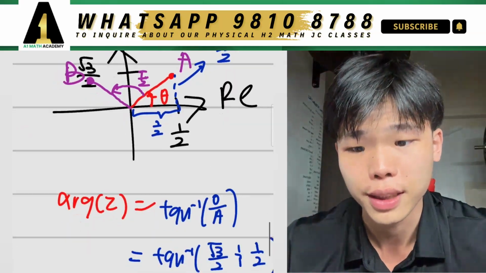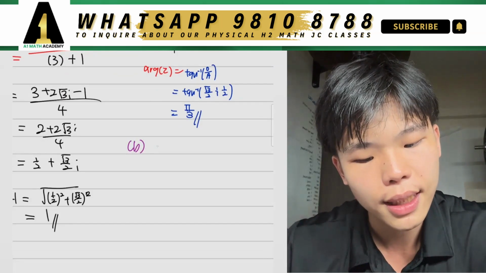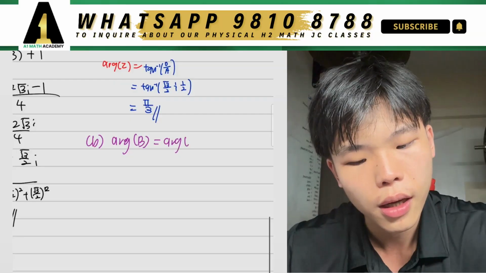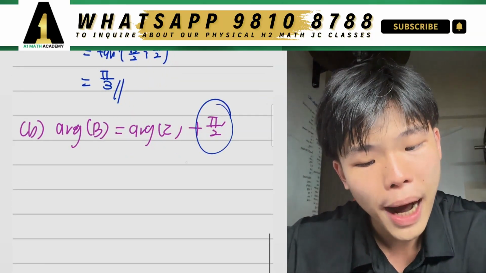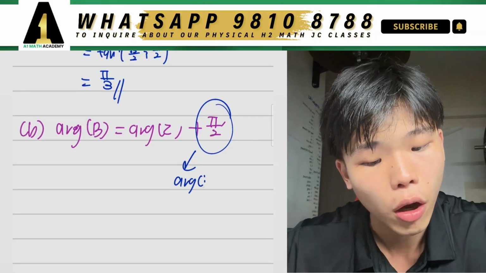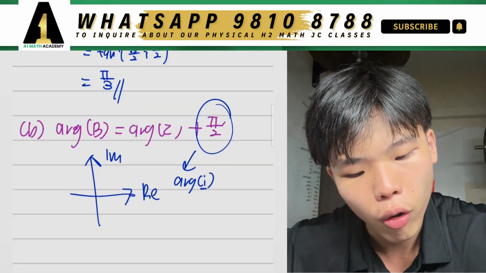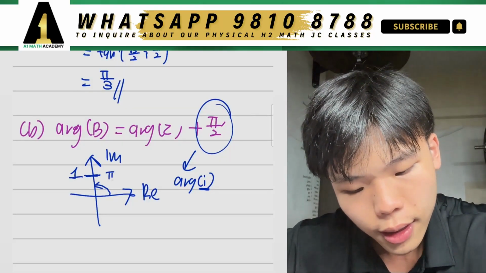But now, in terms of z, how do we actually represent B? So we can see that for part B, the argument of B now is essentially the argument of z plus another pi over 2. And over here, if you recall, pi over 2 is essentially the argument of i, because if you draw your Argand diagram again, imaginary and real, for a complex number of i, so i is somewhere over here, where here is 1, the argument is pi over 2.